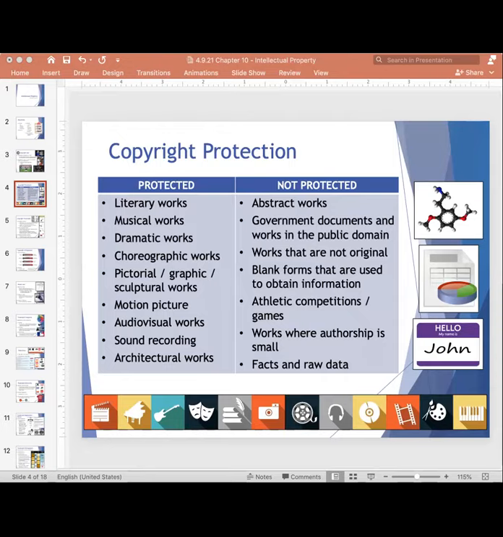You can't copyright it, you can trademark it. And then also facts and raw data cannot be copyrighted, such as players' game statistics that are used in fantasy sports. Those cannot be copyrighted.